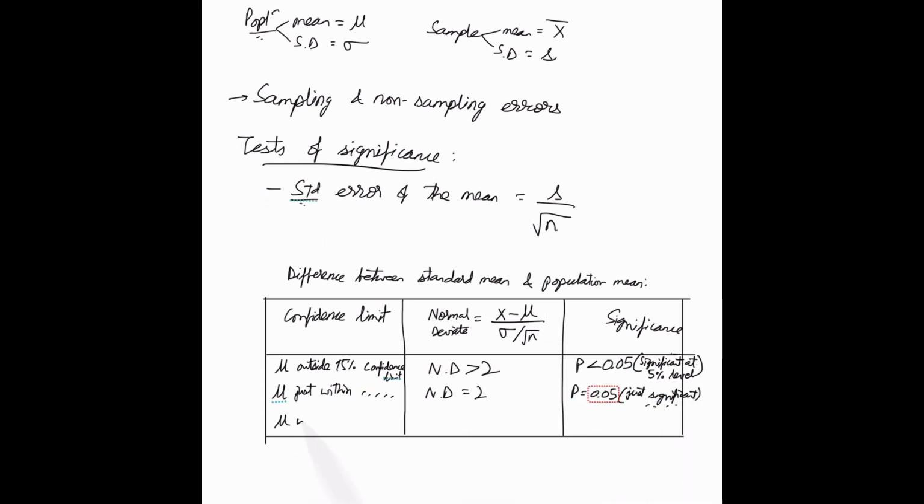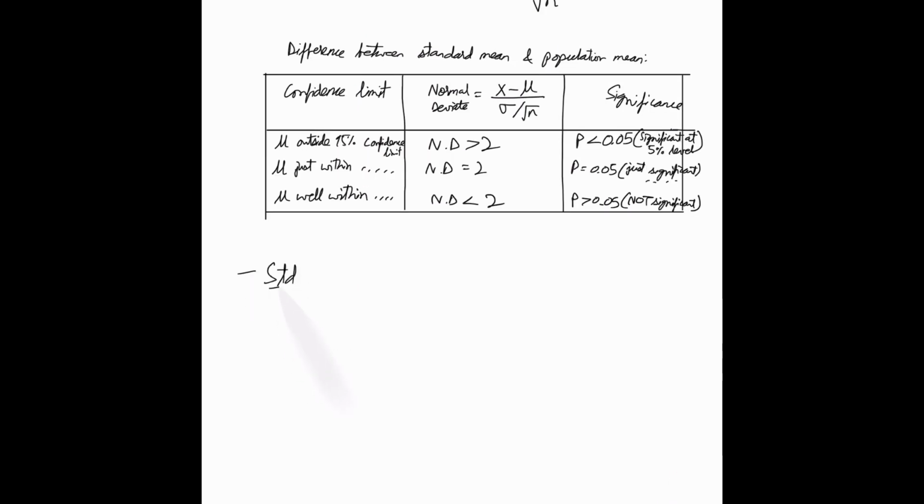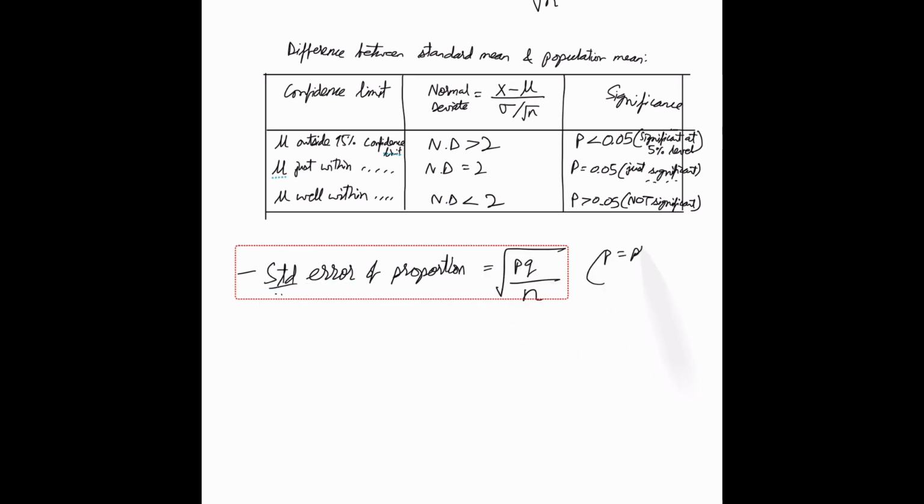If mu is just within the confidence limit, your ND is equal to 2 and p is equal to 0.05, which is just significant at 5% level. And similarly, it goes for when mu is well within your confidence limit. ND would be less than 2 and p is more than 0.05, which is not significant.